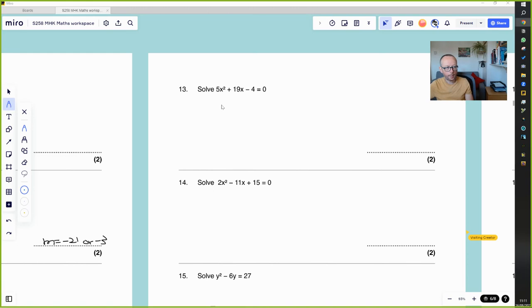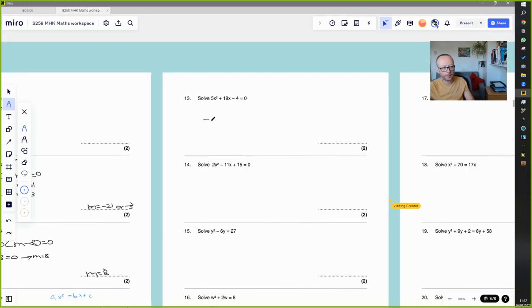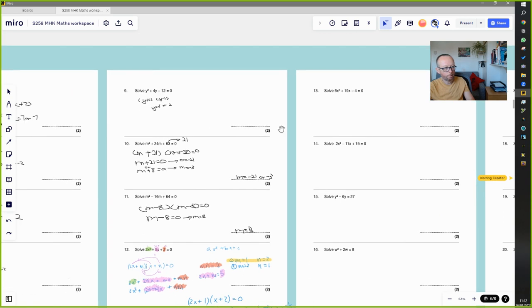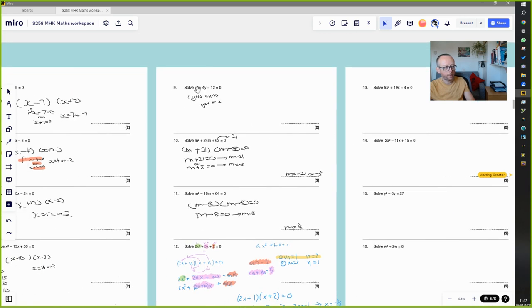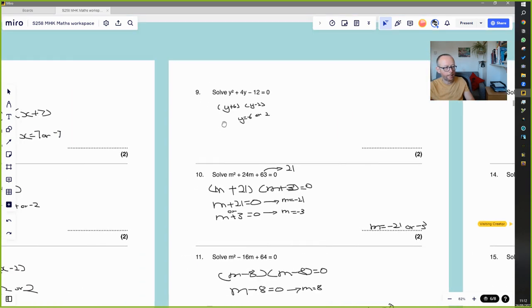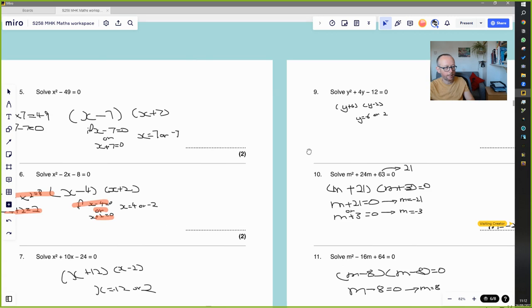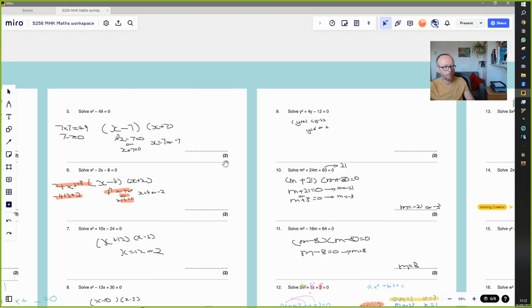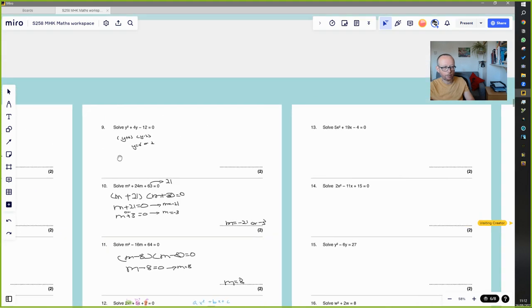So with this one here, 5x squared plus 19x minus 4, the problem we've got with this one is, like the last one, it's different to the previous questions because the number of x squared, or y squared in this case, let's go for one like here. These are all like 1x squared, 1x squared. So we say that a is equal to 1.